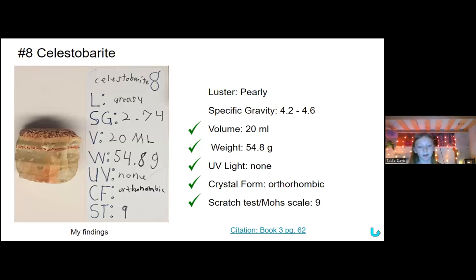My eighth specimen is celestebarite. I identified the luster as greasy. The specific gravity is 2.74. The volume is 20 milliliters. The weight is 54.8 grams. It doesn't react under the UV light. Its crystal form is orthorhombic, and the scratch test shows that it is 9 on the Mohs hardness scale.